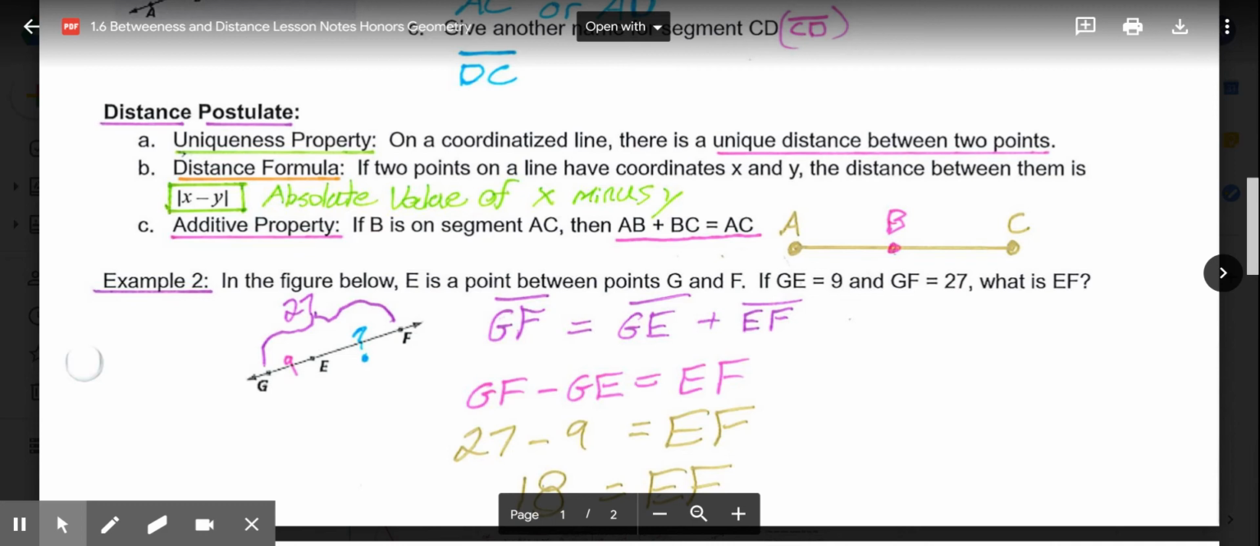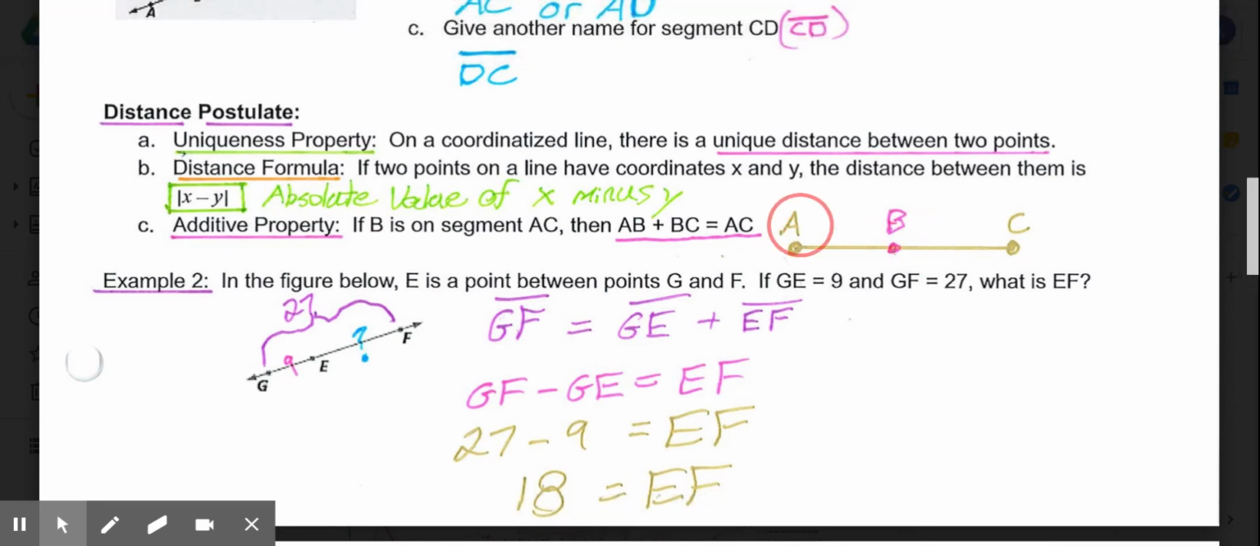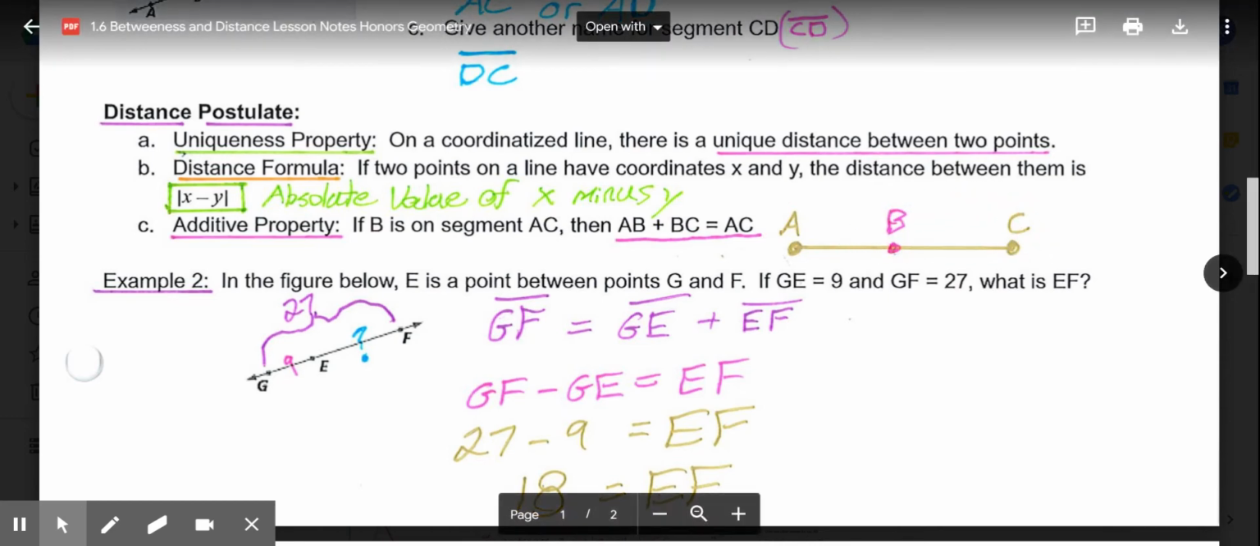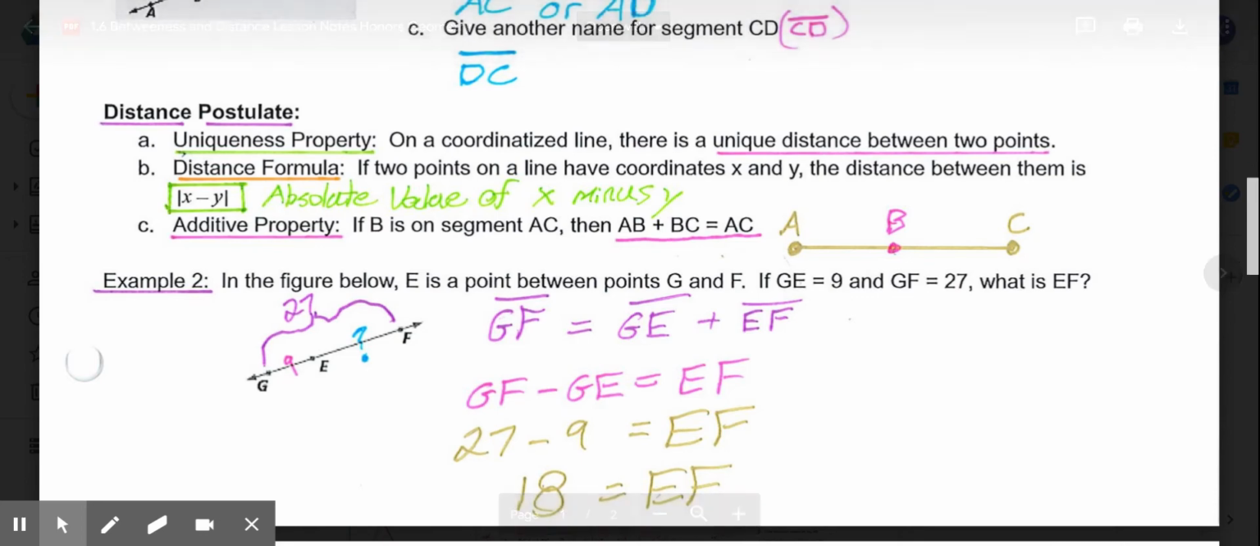And then the third part of the distance postulate is the additive property. The additive property simply states if B is on the segment AC, then AB plus BC equals AC. So if B is on the segment AC and it's between them, then AB, the distance from A to B, plus BC equals the whole thing, AC. So in other words, the 2 parts make the total segment.